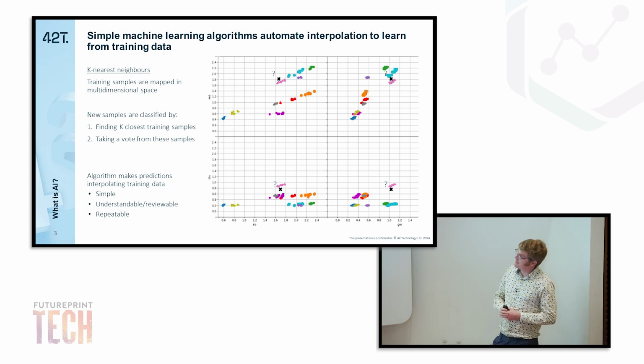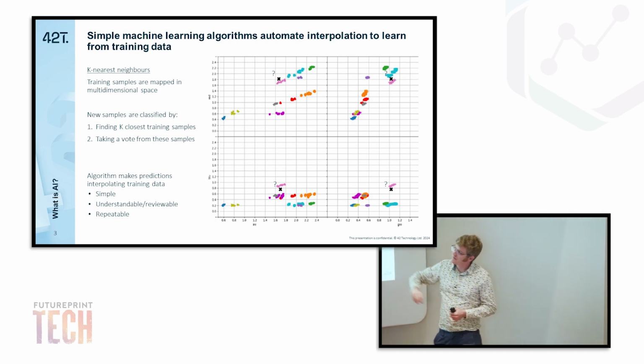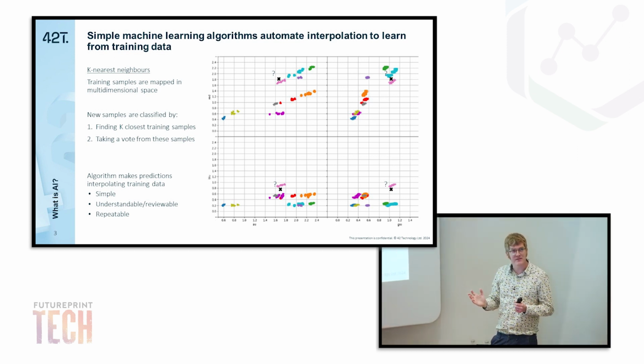And then you take a new sample, and all you do is you go, what are the k, so pick a number for k, say 10. So what are the 10 nearest neighbors to my training sample in this multi-dimensional space? And then you take a vote from these samples. Now that vote can be a simple vote, it can be weighted by distance, but at the end of the day, that's the concept of k nearest neighbors.